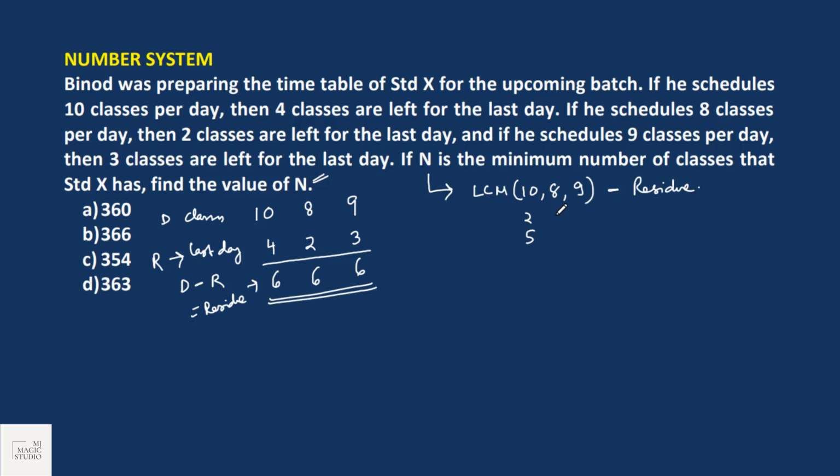That's it. 10 is 2 times 5, 8 is 2 times 4, 9 is 3 times 3. 2 into 2 into 2 into 5 is 40, into 9 is 360. So the LCM is 360, and we deduct the residue, that is 6. So the smallest number we are looking for is 354. That is in option C.